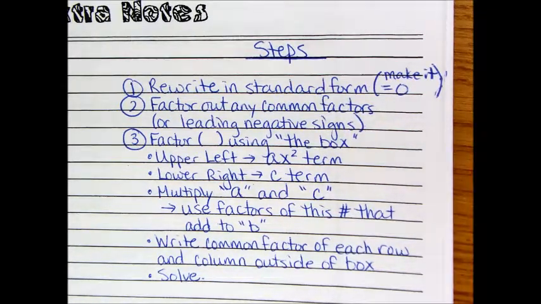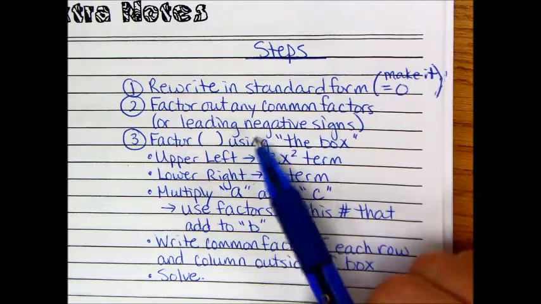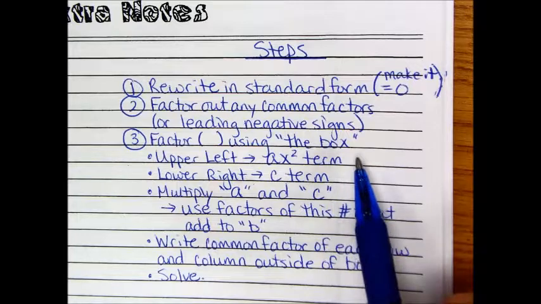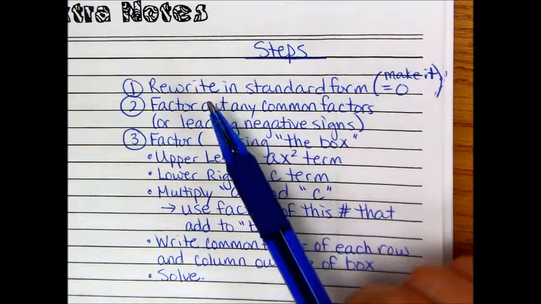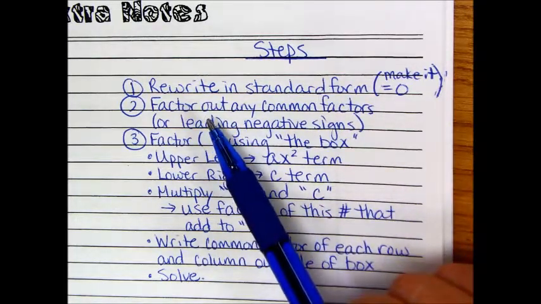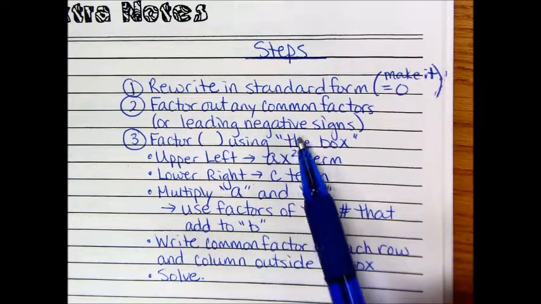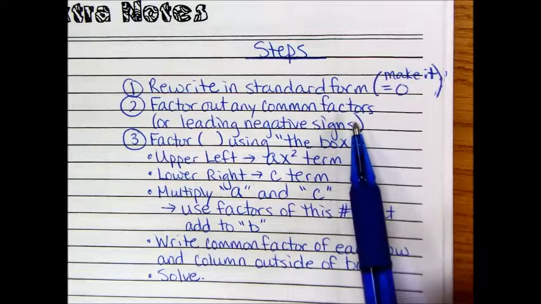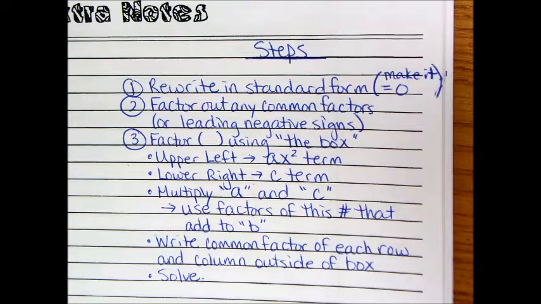Second thing you're going to have to look for today is you're going to have to factor out any common factors or leading negative signs that all three terms may share. So if you look at an equation and your a, your b, and your c can all be divided by a common factor, you're going to need to pull that factor out before you can attempt to make the box. I'll show you how to do that on a couple problems in a minute. If there's a negative sign in the front, we're going to factor that out as well because you don't want that leading negative sign inside the box as you're trying to factor.